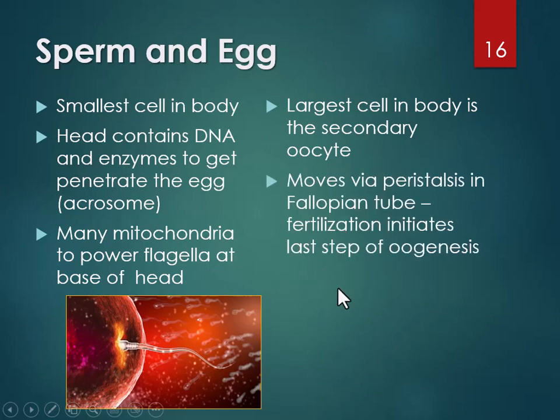So peristalsis is moving it down the fallopian tube, and if there's a sperm there, fertilization will finish oogenesis. If not, when it gets to the uterus, when the lining is lost during menstruation, the egg, the secondary oocyte, which is dead by then, will be lost in menstruation as well.